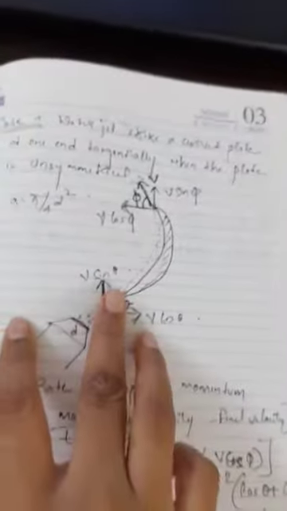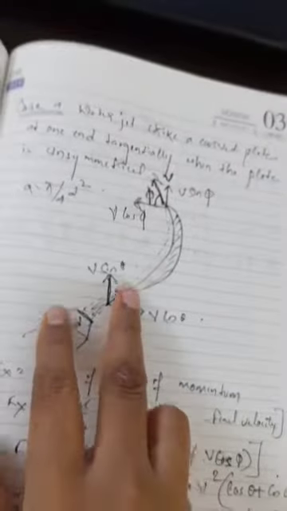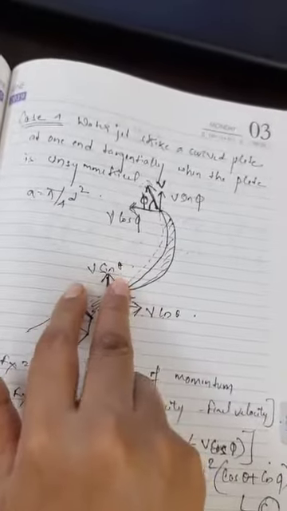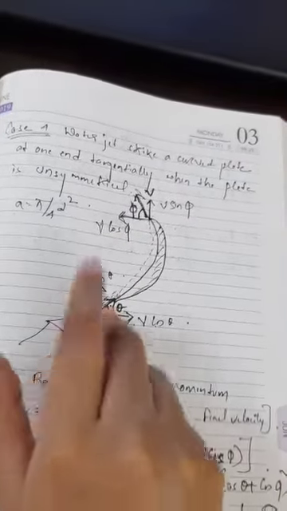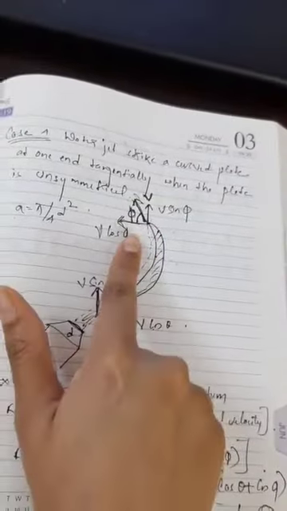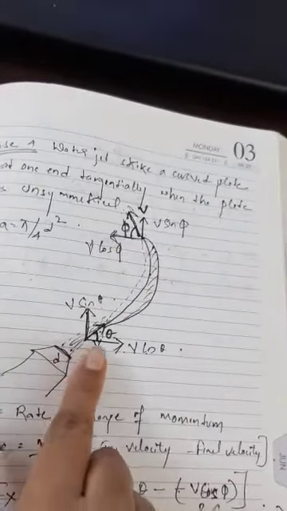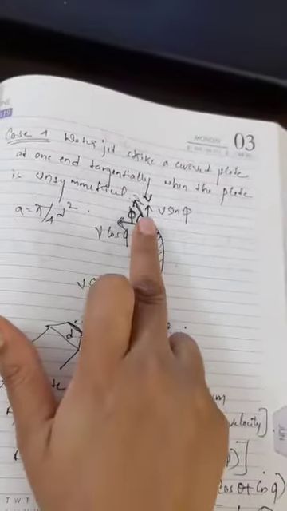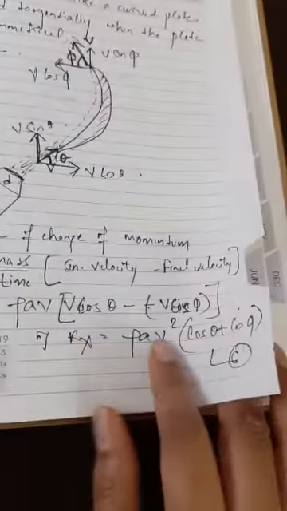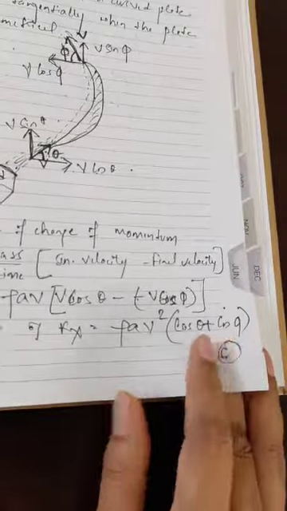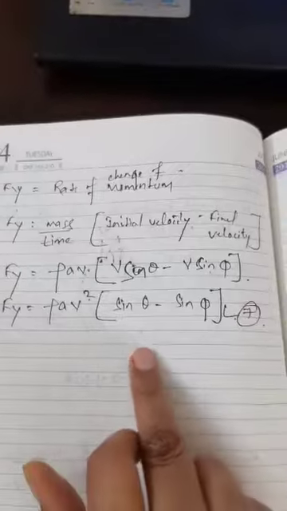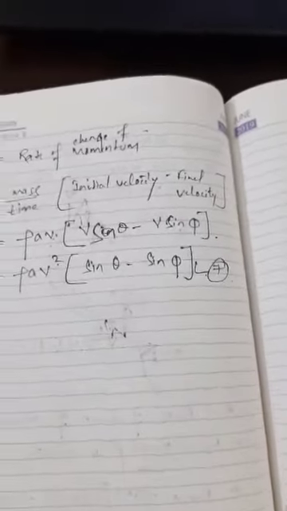And finally we went to the fourth case where the plate was curved but it was an unsymmetric plate. That means the angles made by the water at inlet and outlet were not the same. The angle at inlet was theta but at outlet it was phi. So again there was Fx and Fy. Fx came to be rho a v square (cos theta plus cos phi), and Fy was rho a v square (sin theta minus sin phi).